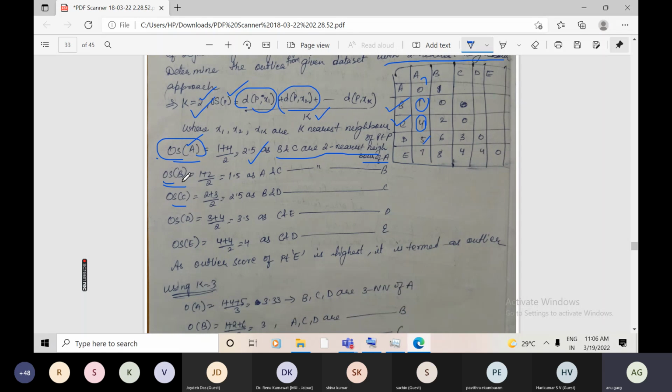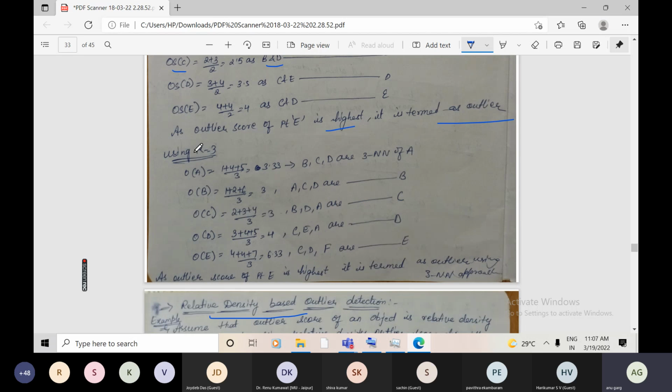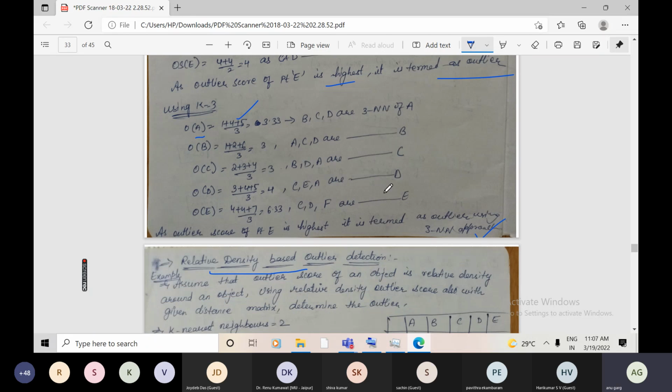Similarly, find the outlier scores of B, C, D, and E. Take two near points from B, two near points from C, and whichever outlier score is highest, that point is called the outlier. This is how the proximity based formula works. If the K value is given as 3, then you consider 3 points and calculate the outlier score. Whichever outlier score is highest will be termed your outlier. I hope this is clear. It was very simple.